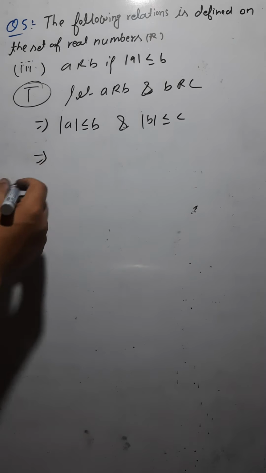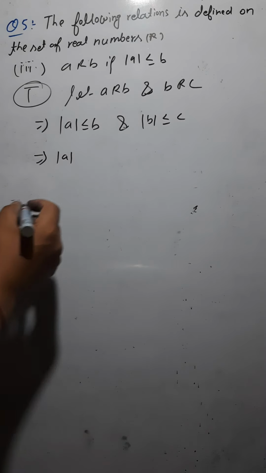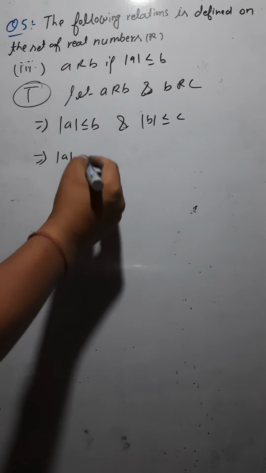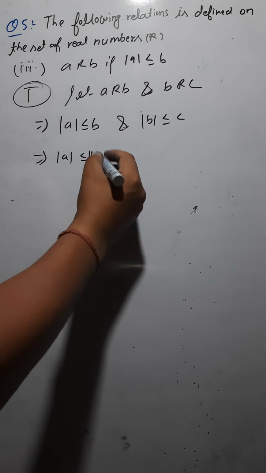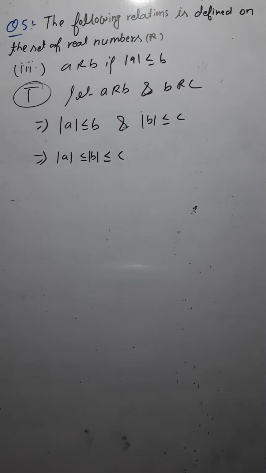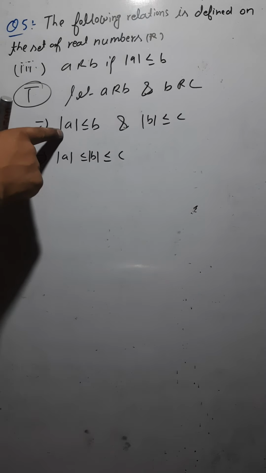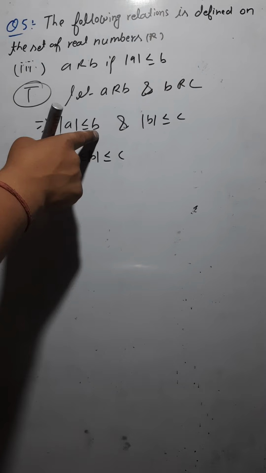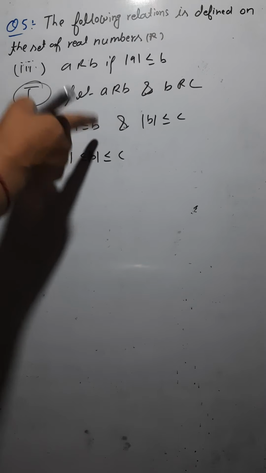Now we can write that modulus of A is less than or equal to modulus of B, and this modulus of B is less than or equal to C, isn't it? Can I write it in this way? Yes, because modulus of A is less than or equal to modulus of B. Whether I write B or modulus B, same.